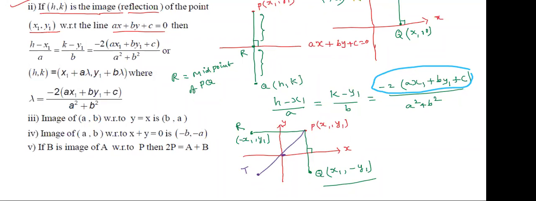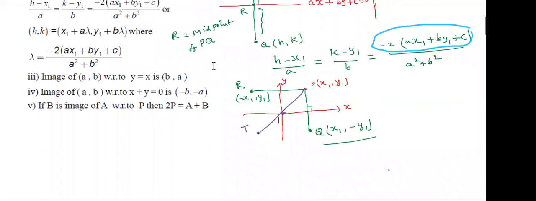Suppose T. So how to take that? Here observe that T lies in the third quadrant. What is the image? Minus x1 comma minus y1. The image of P with respect to the origin, that is T, is minus x1 comma minus y1. Students, have you understood this?